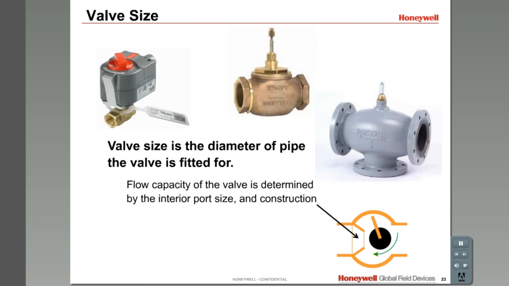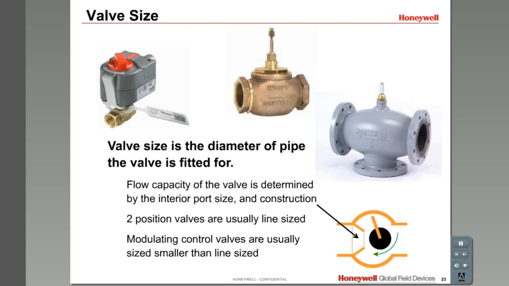Next, we will look at how to properly size a valve. It is important to know that pipe size only refers to the size of pipe that the valve is designed to work with. Valves of the same size may be manufactured to produce more or less resistance to flow. This resistance is called CV. Two-position valves are usually selected with a low resistance to flow. So the valve is usually the same size diameter as the pipe and has little pressure drop. Modulating control valves need to have some resistance to the flow for accurate control and may be sized smaller than pipe size.